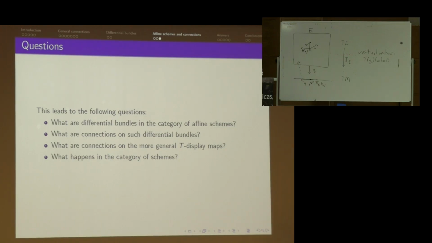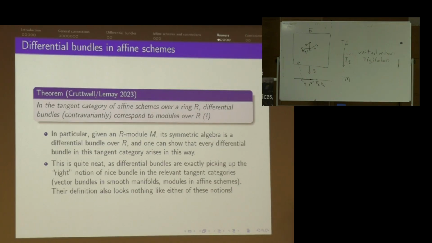Okay, so this is something which I didn't know for a long time. We worked on and thought about differential bundles and connections quite a while ago. I knew that there are tangent categories of affine schemes and schemes, but I had no idea what these concepts give you in these particular examples. I thought it must be something wacky, something really weird in algebraic geometry. Algebraic geometry is complicated, so there must be some weird kind of thing which you get out of this. It turns out to be very straightforward.